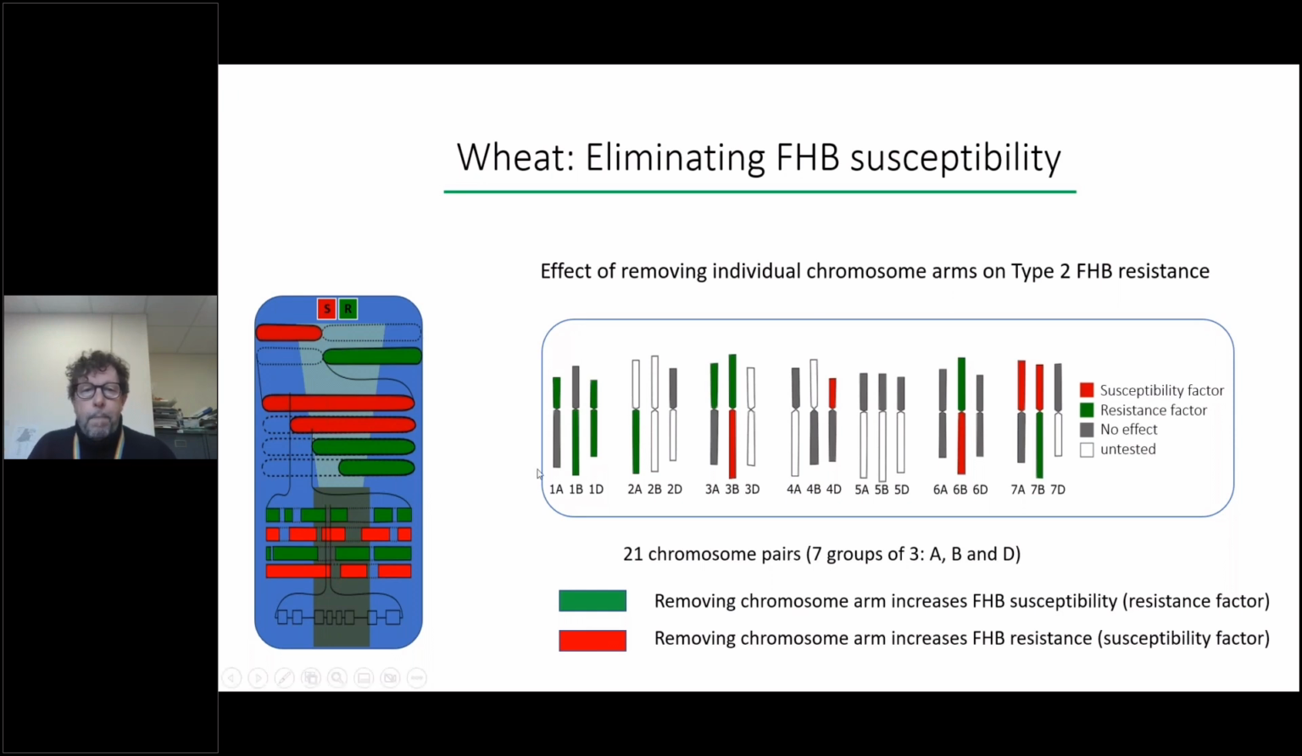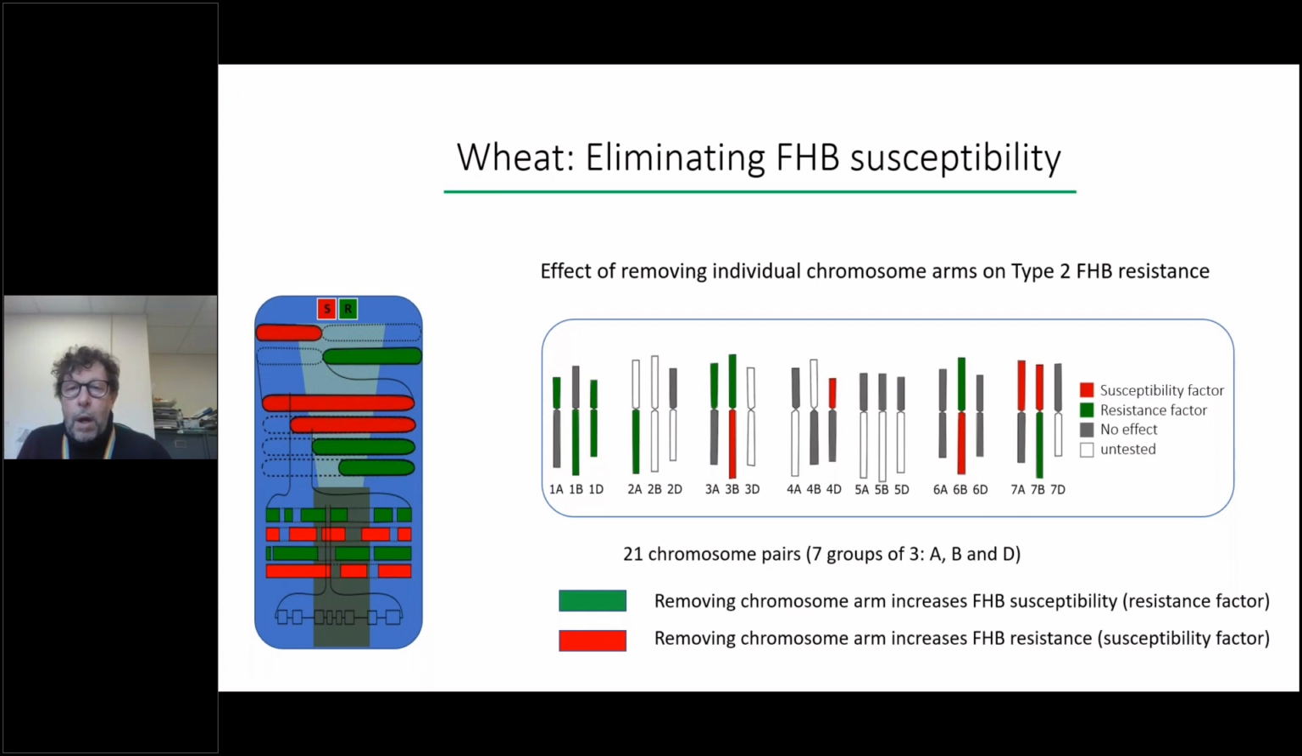And this diagram here identifies the wheat genome, in which there are 7 groups with 3 genomes in each, the A, B, and the D. And what it shows is that those chromosome arms in green, removing those chromosome arms leads to an increase in resistance. And so, an increase in susceptibility. So this is what we would normally regard as being a resistance factor present.